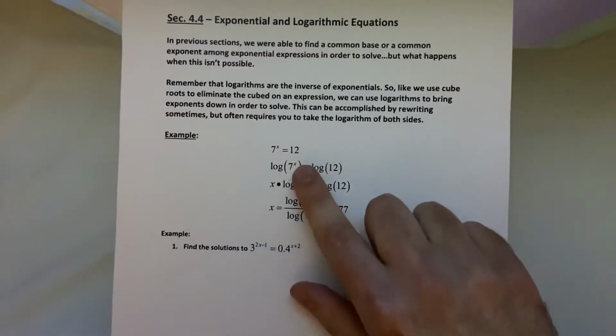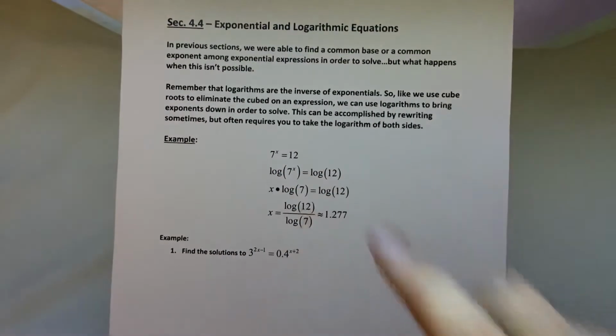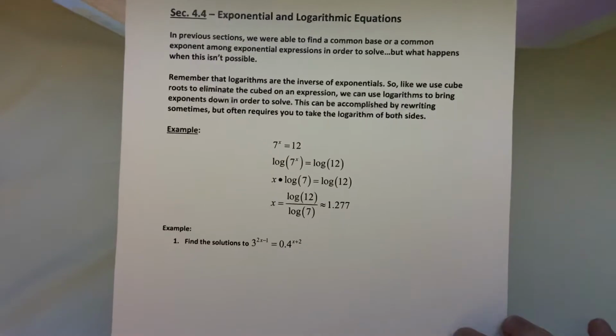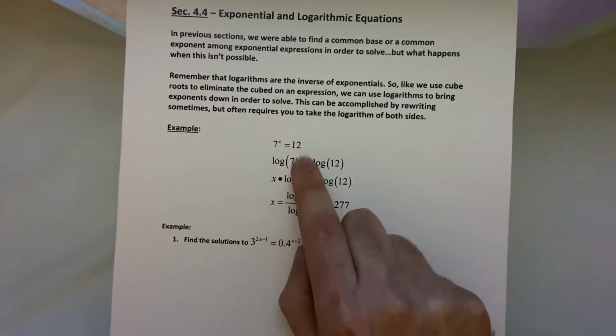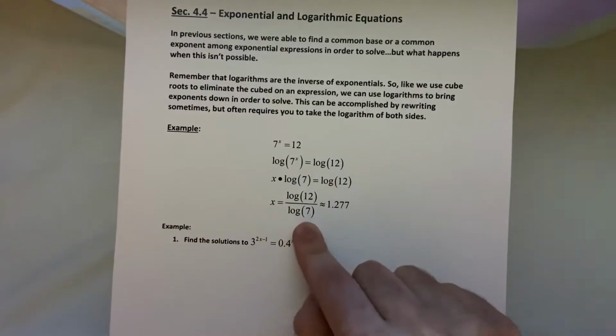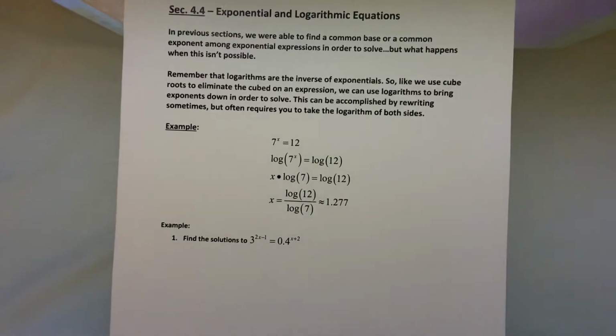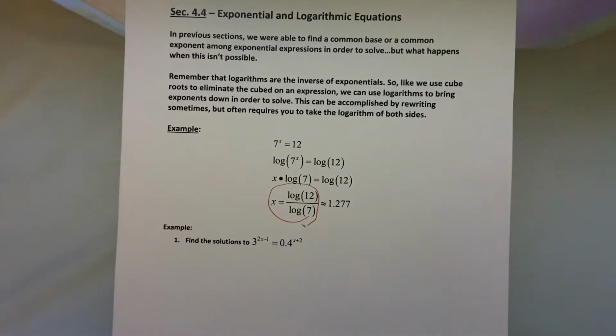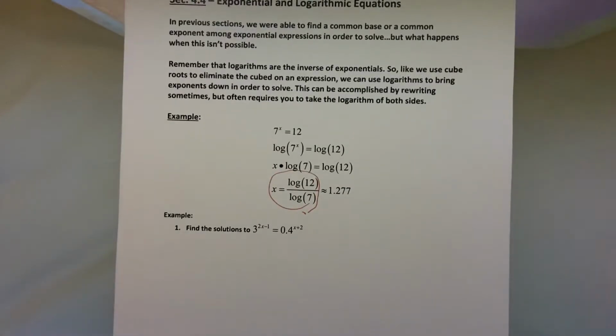As an example, 7 to the x equals 12. I need to get x by itself, so I can take the logarithm of both sides. Log of 7 to the x equals log of 12. Use my exponent rules and logarithms to bring the x out front, and divide by the log of 7 in order to get this decimal approximation of 1.277. On the test, I would have you leave it here. But if you need a decimal approximation, you can use your calculator for this.